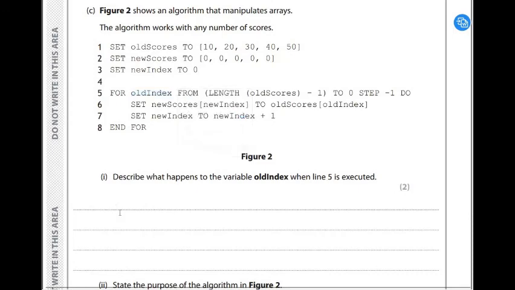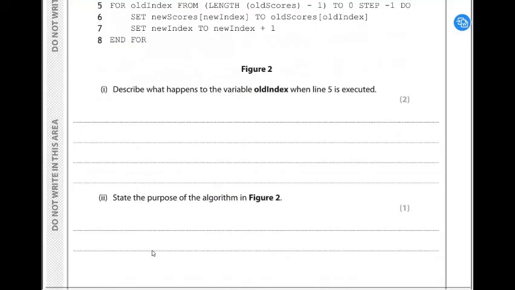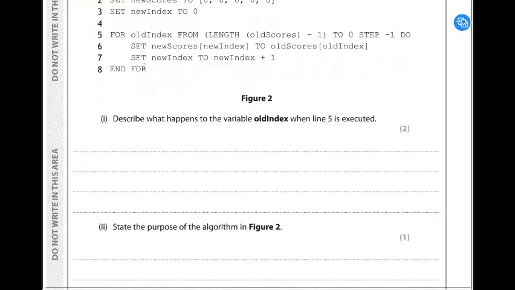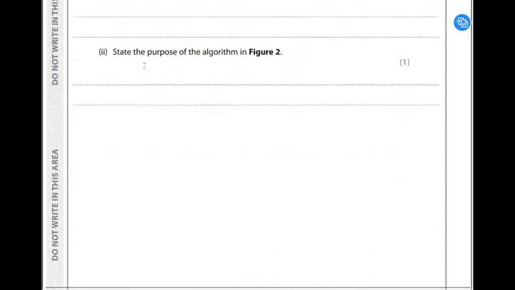Okay. Part 2, we need to state the purpose of the algorithm in figure 2. So why does it exist? So, the purpose of this algorithm, you could have one of the 2. It reverses the scores, or reverses the array of scores, or you could have copy the old scores into new scores in reverse order. Nice and simple.